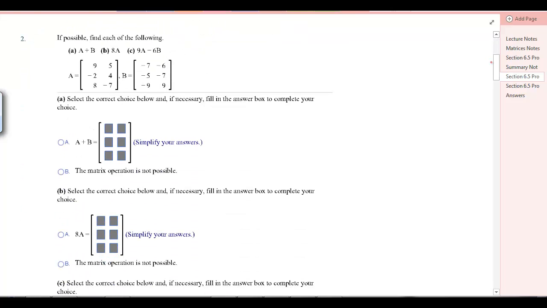Find each of the following. All right, A plus B. So here's your A, here's your B. We're going to simply add the items. So you're going to have 9 minus 7, 5 minus 6. I'm going to put the matrix out here so that we can see it. So we've got a 2, 5 minus 6, -1, -2 and a -5 is -7, 4 minus 7, -3, 8 and a -9 is a -1, and -7 and 9 is 2. And you would put those numbers in the boxes in your matrix.